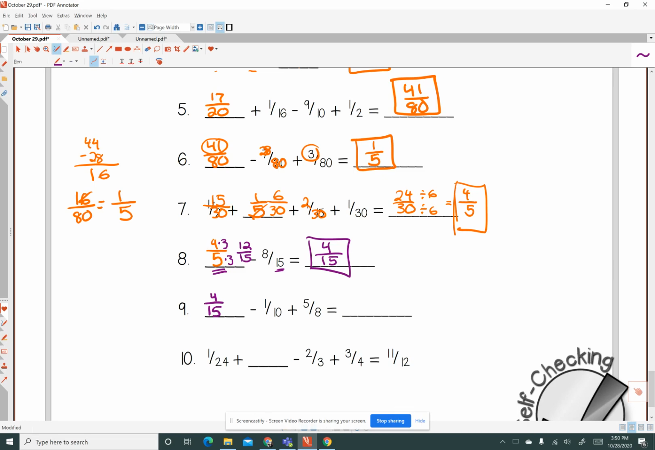And now we have 4/15 minus 1/10 plus 5/8. And I think our denominator will be multiples of 15. 15, 30, 45, 60, 75, 90. So I think the way I want to handle this is I want to do the 4/15 minus 1/10 first.